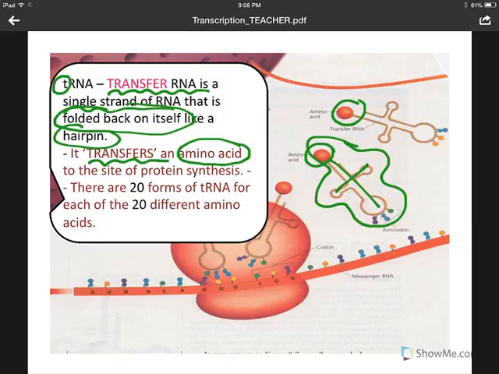There are 20 different kinds of tRNAs because there are 20 different kinds of amino acids. For every different amino acid that we have here, you're going to have a different tRNA that carries it. You'll learn more about all the different kinds of amino acids. Don't worry, you don't have to memorize all of the 20 different amino acids.